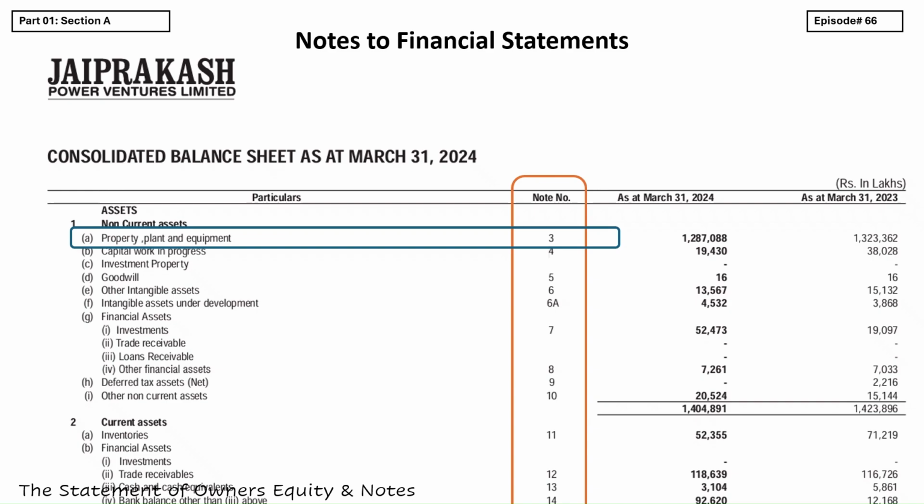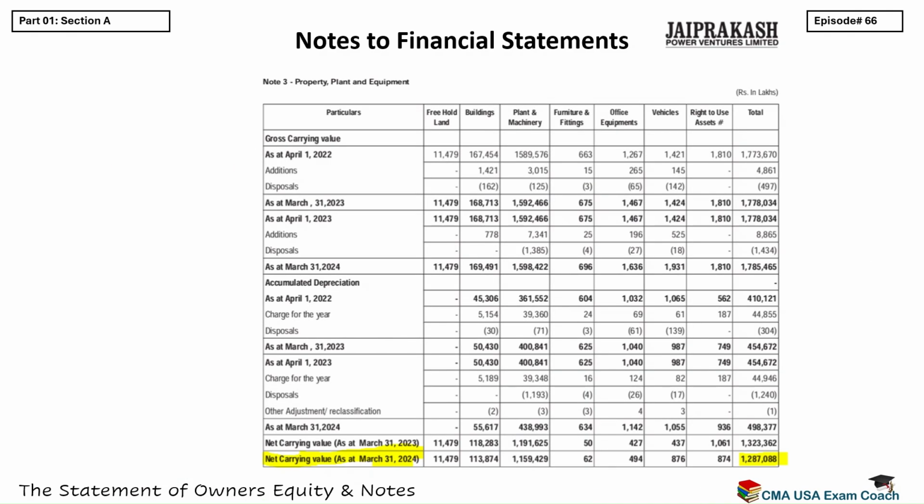Now let's open Note 3 together. Here, you can clearly see the breakdown of PPE. The note starts with the opening balance. That's the value of PPE at the beginning of the year. Then it shows you the additions, which are new purchases made during the year, and any disposals, which are assets the company sold or scrapped.